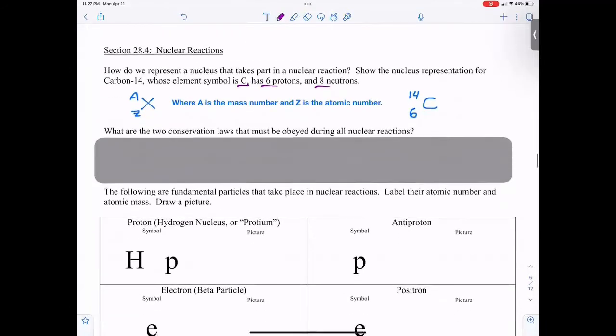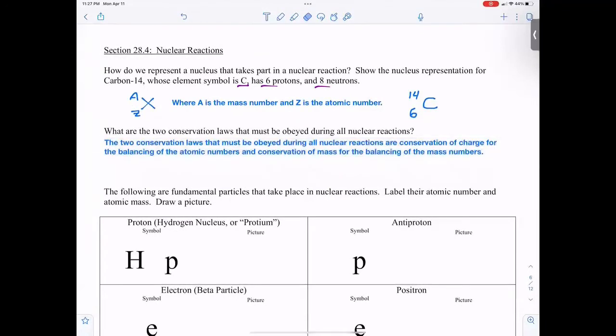What two conservation laws must be obeyed during all nuclear reactions? Well, the two conservation laws that must be obeyed during all nuclear reactions are conservation of charge, that would be for the atomic number because protons are charged particles, and conservation of mass. Why? Because this is the mass number. Okay, so conservation of mass is telling you the mass number stays balanced in a nuclear reaction. Conservation of charge is telling you the number of protons stays balanced in a nuclear reaction.